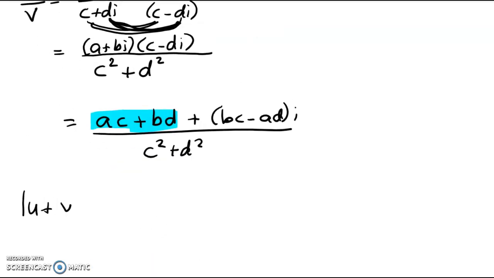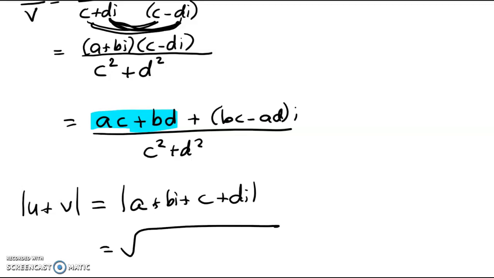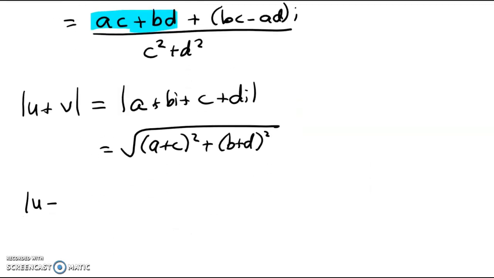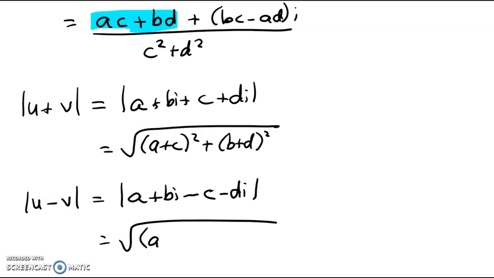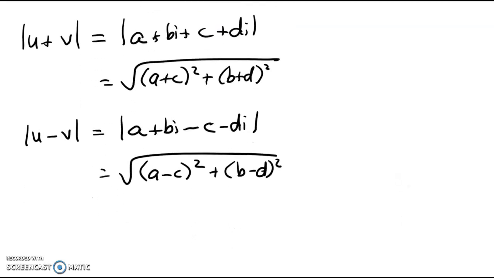Okay, so the magnitude of u plus v is equal to what? Well, that's the magnitude of a plus bi plus c plus di. So that gives us the square root of a plus c squared plus b plus d squared. And the magnitude of the difference is the magnitude of a plus bi minus c minus di, which is equal to the square root of a minus c squared plus b minus d squared. So if those two things are equal, we have this.